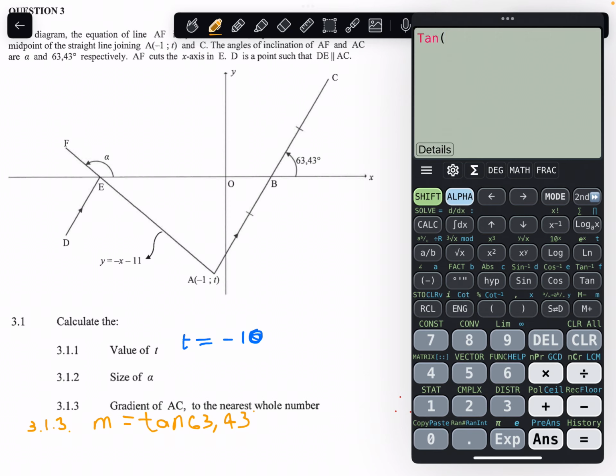Tan, oh, am I even in the right mode? Am I in degree mode? Am I in radian mode? What's going on? I don't know. Let's see what we get. Ooh.